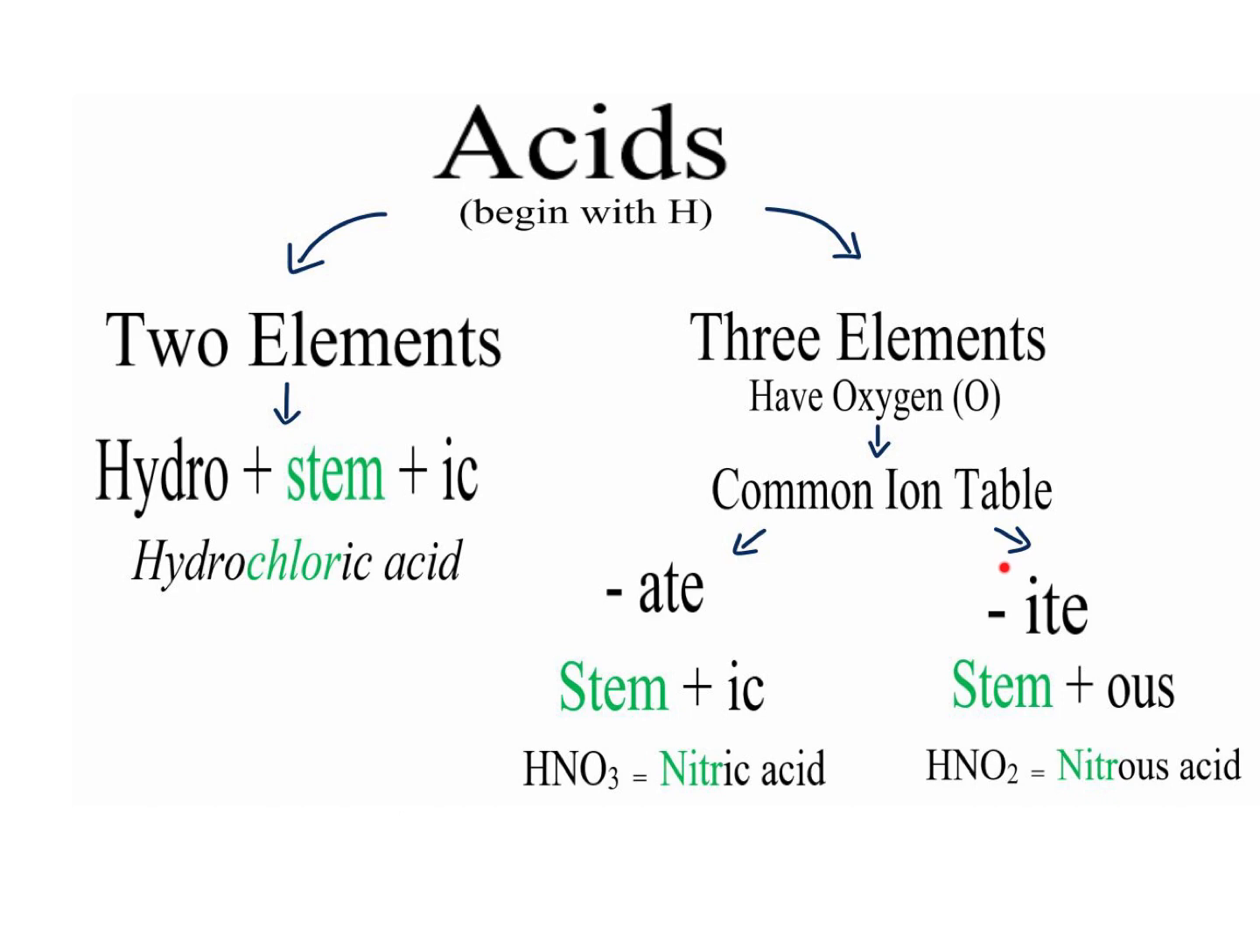If the polyatomic ion ends in ite, we still take the stem of the polyatomic ion, but instead it ends in ous. So if it's hydrogen bonded to nitrite, it becomes nitrous acid. So we don't have to know those. I'm not going to make you name acids in here. There's no test question on naming acids. I just want you to see the difference between sulfuric versus sulfurous acid.